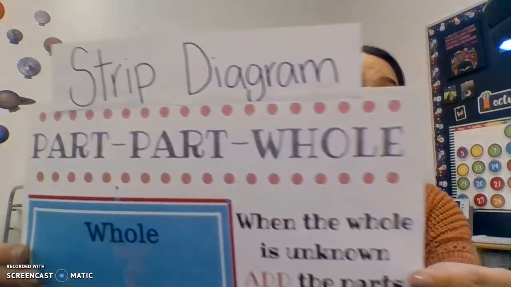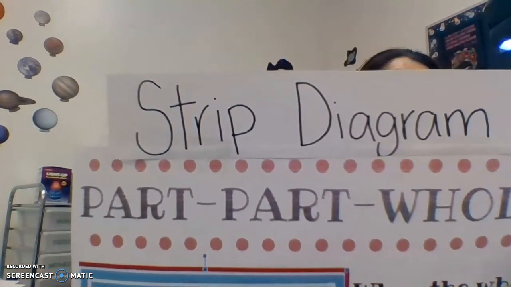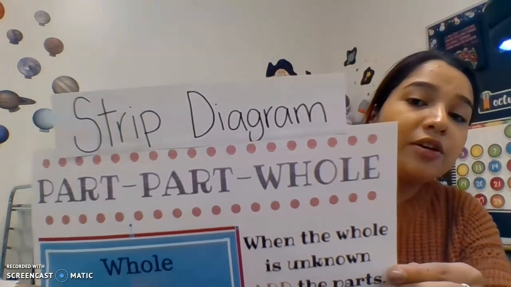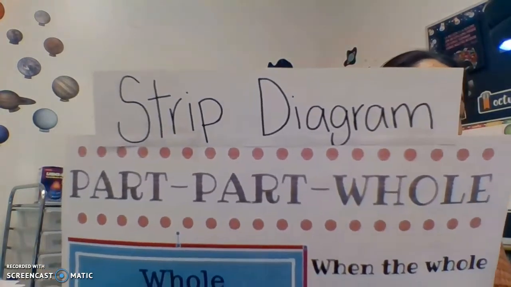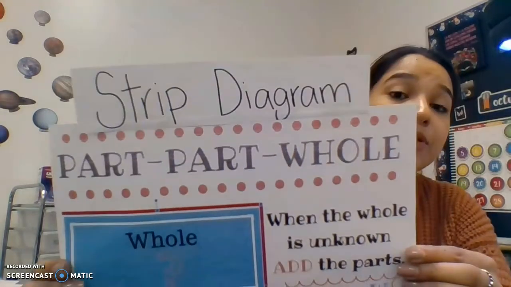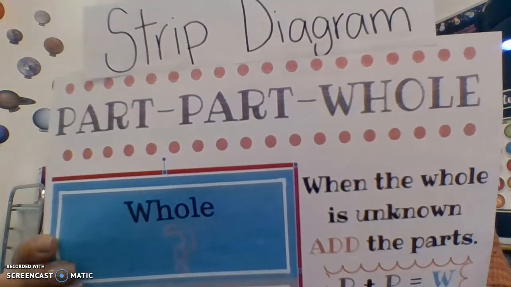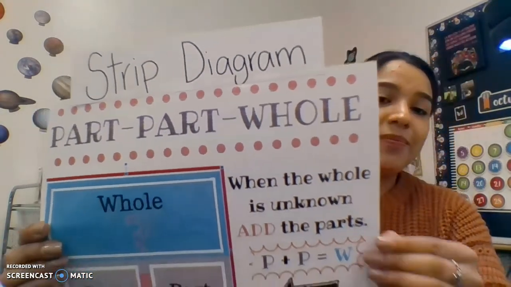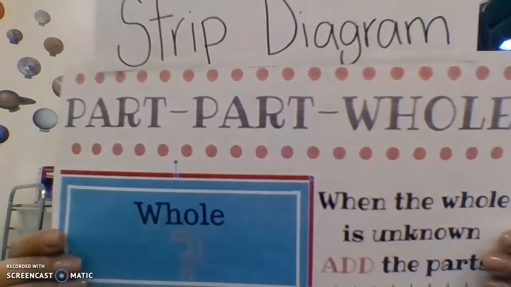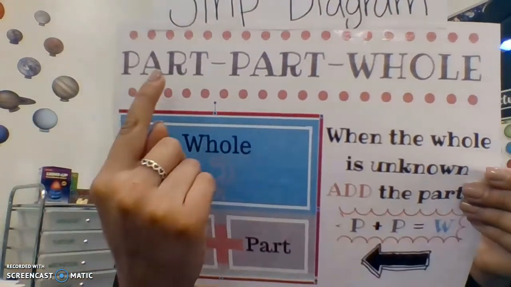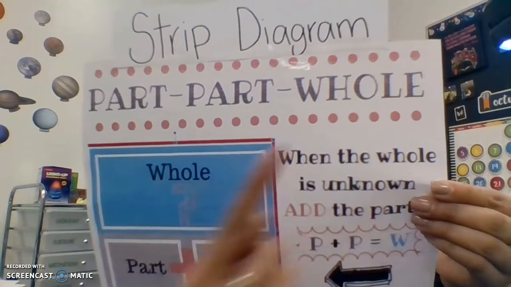And our first new word is strip diagram. Let's say it all together. Strip diagram. One more time. Strip diagram. Woohoo! So in our strip diagram, we have part, whole.